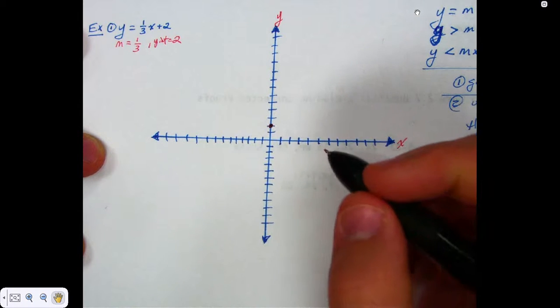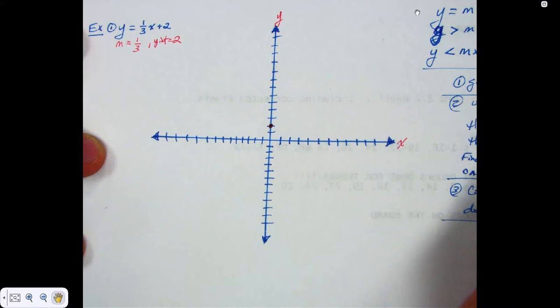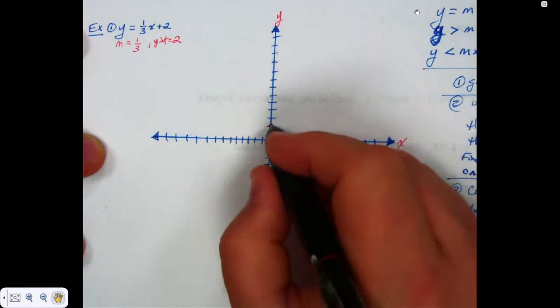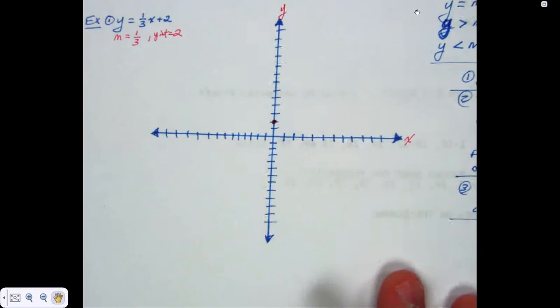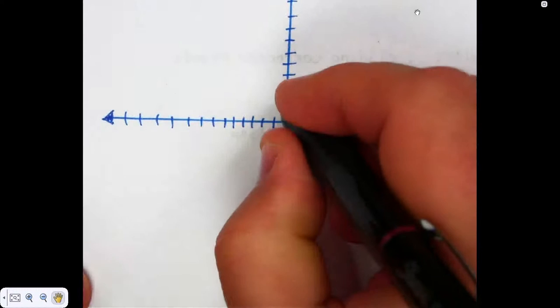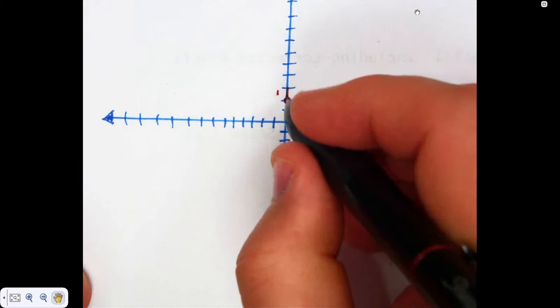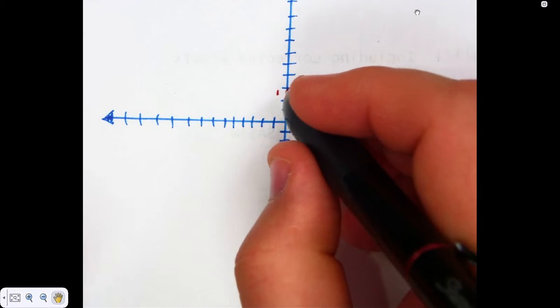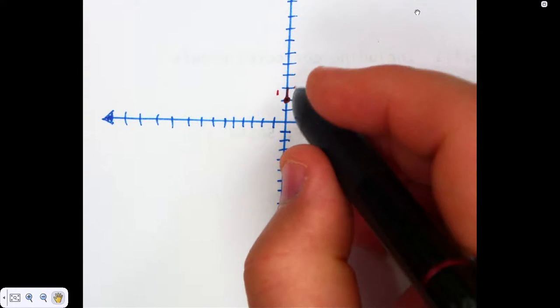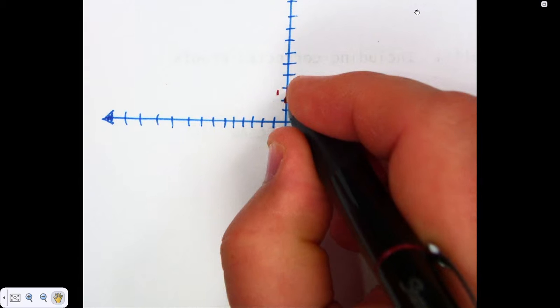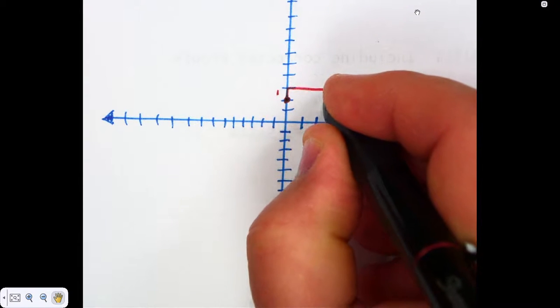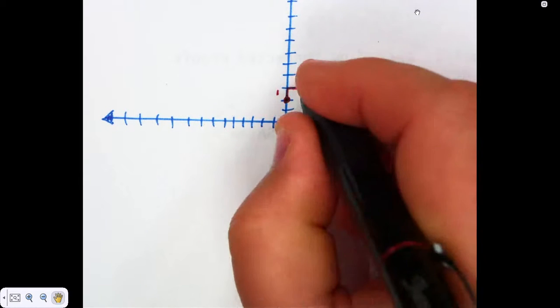From that point, I'm going to use rise over run. Stop writing and pay attention. I'm going to use rise over run to find another point on the line. So since the slope is 1/3, I'm going to go up 1 because up is positive, right? So it's rise over run, so I'm going to go up 1 and then to the right because it's positive, 1, 2, 3. Make another dot.